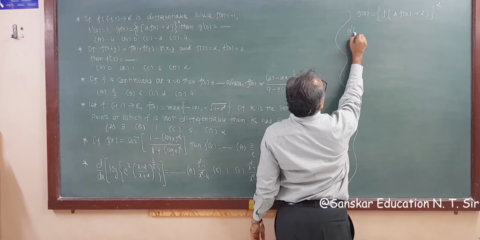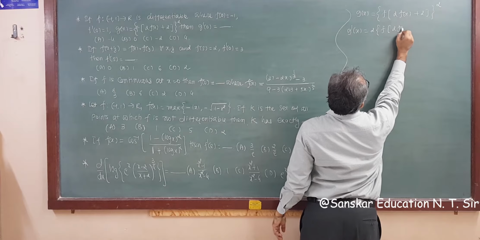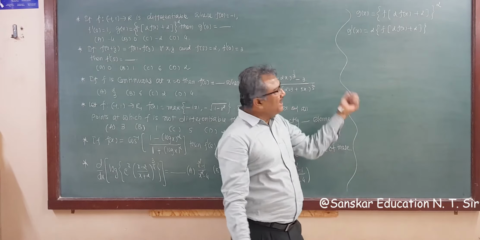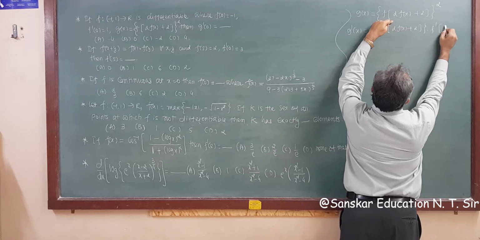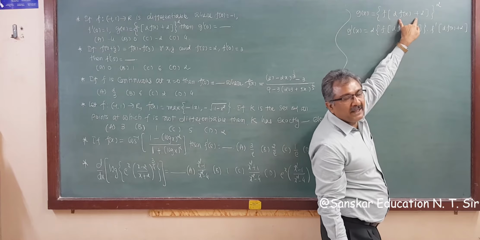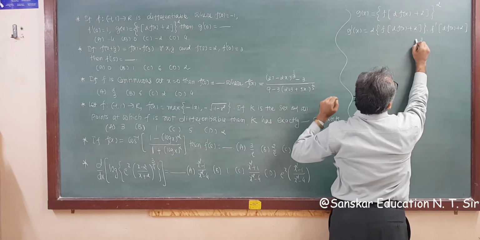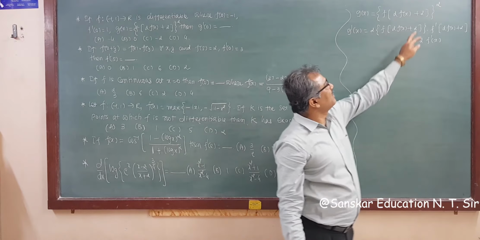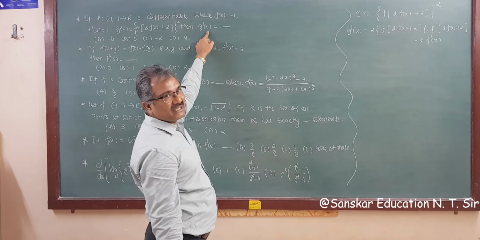So g dash x is equal to 2 times f of 2 times f(x) plus 2, into the derivative of the inside bracket, that is f dash of 2 times f(x) plus 2. This is the f bracket, and the derivative of this f bracket again is 2 constant and derivative of f(x) is f dash x, and derivative of x is 1 and plus 2 is 0. So this is your g dash x. Now you have to substitute x equal to 0 here.